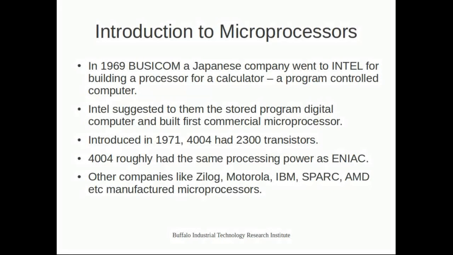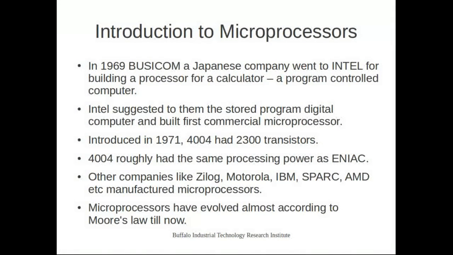Then other companies like Zilog, Motorola, IBM, SPARC, AMD all started manufacturing microprocessors at various times. In 1975, Moore, one of the founders of Intel, predicted that every 24 months the number of transistors in the processors will double. The microprocessors have evolved almost according to Moore's law till now.